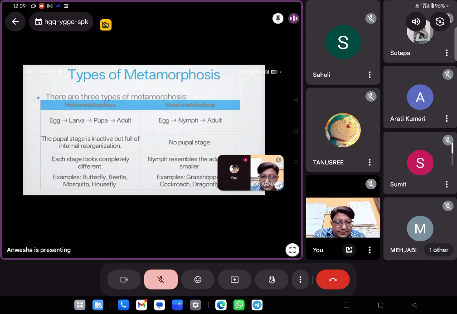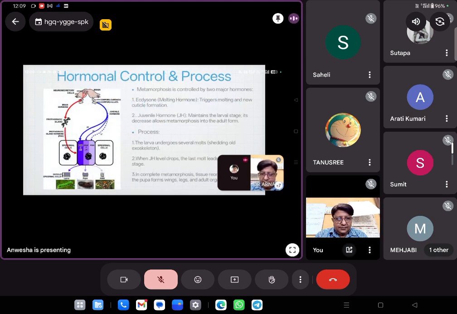Second, hemimetabolous. That means incomplete metamorphosis. The stages are egg, nymph, adult. There is no pupal stage and the nymph resembles the adult but smaller and not fully developed. Example, grasshopper, cockroach, dragonfly. Next, hormonal control and process.